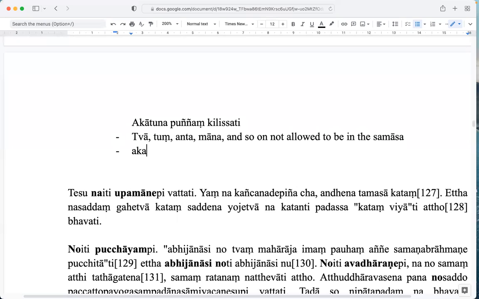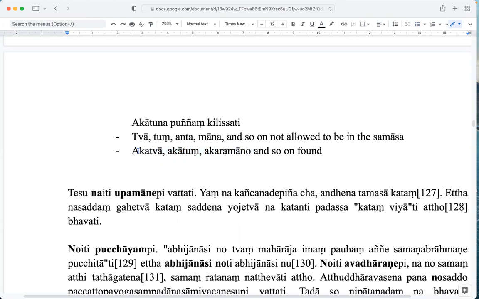But rarely we have forms like akadawa, akado, and akaramano and so on, found in the Tipitaka. In the Bhadarupa Siddhi also, this first information is given: the ones ending in dwa, do, and mana are not allowed to be in the samāsa. In the Saddanīti also we can see that information. So what about these examples: akadawa, akado, akaramano?